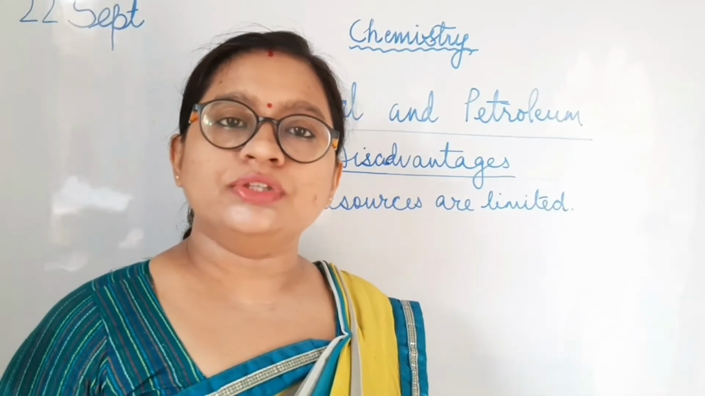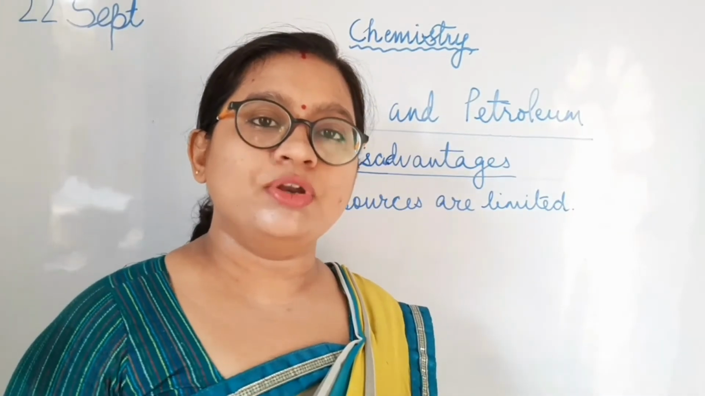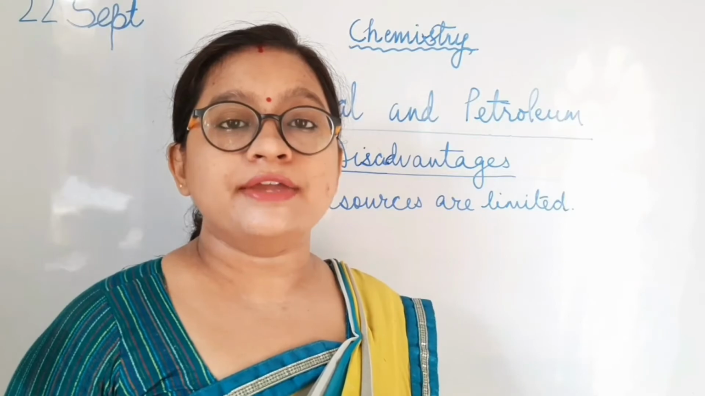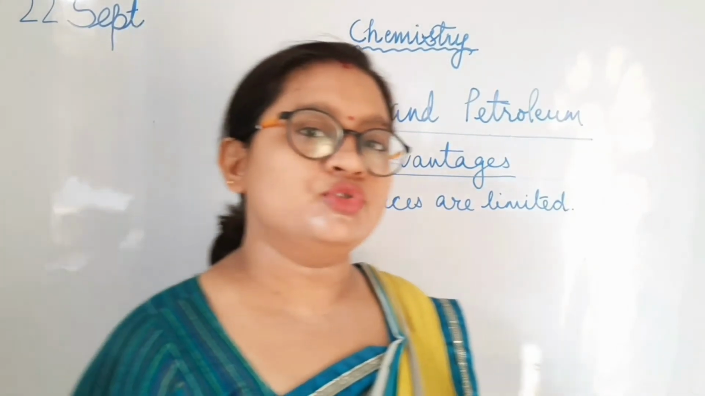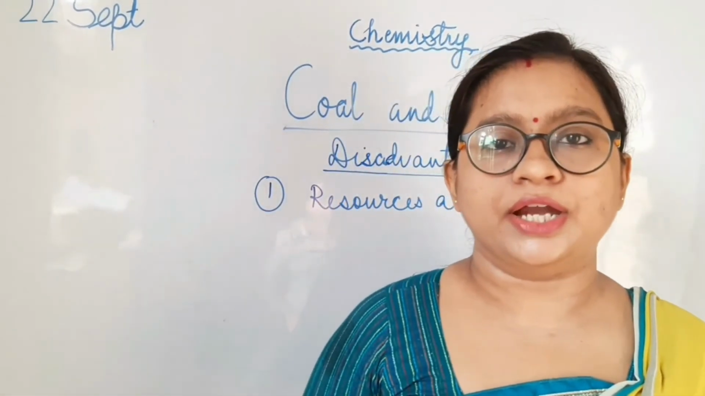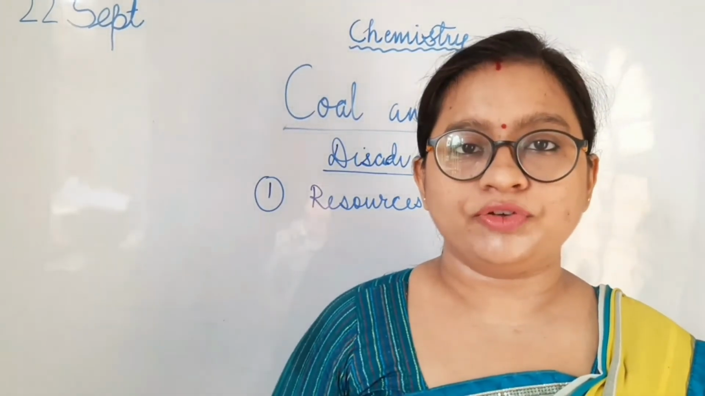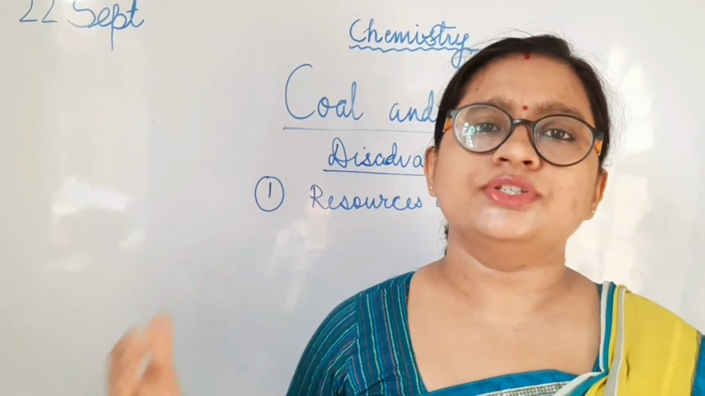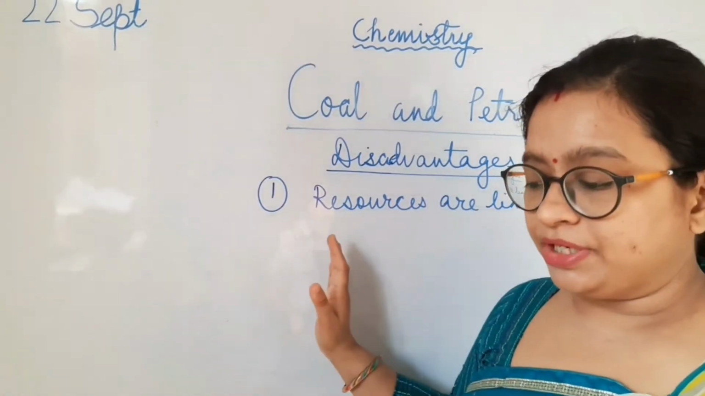And you know that coal and petroleum are the backbone of our energy needs, which means we are relying more than enough on these resources. So what will happen if these resources are exhausted, if they are finished? What will we do after that? That's why we are moving towards the unconventional sources of energy, such as solar energy, wind energy, water energy, and geothermal energy, because their resources are not limited.